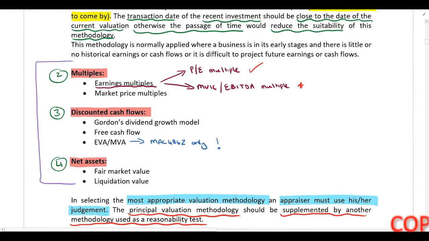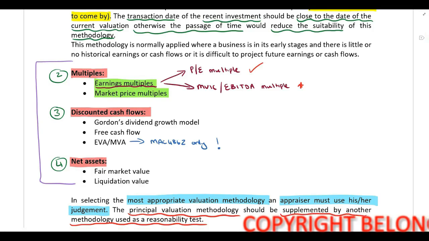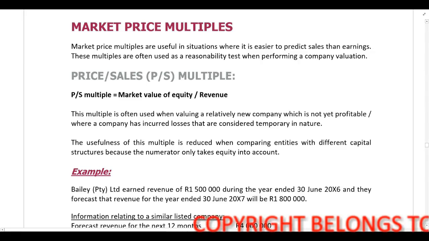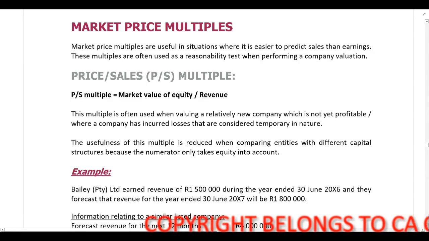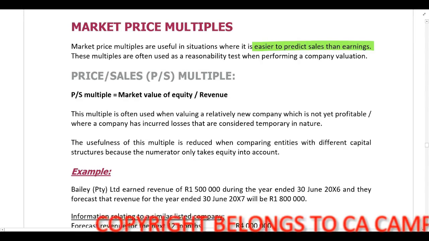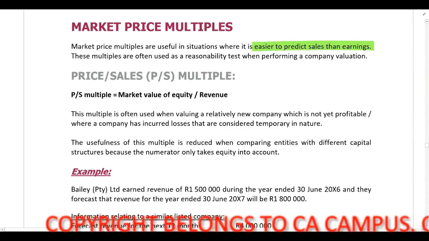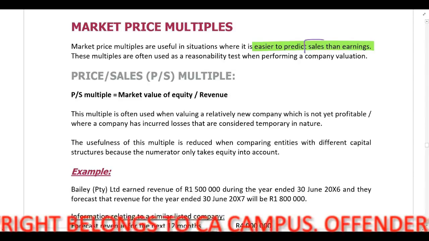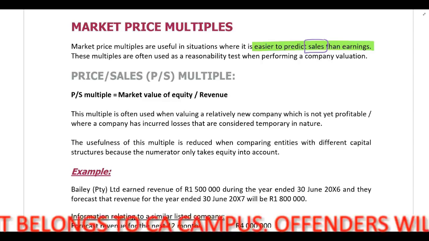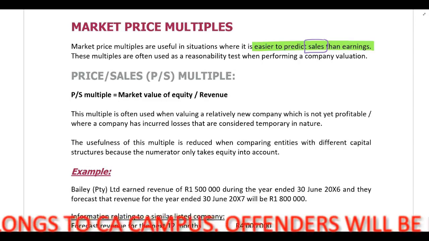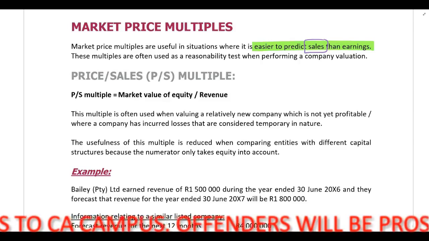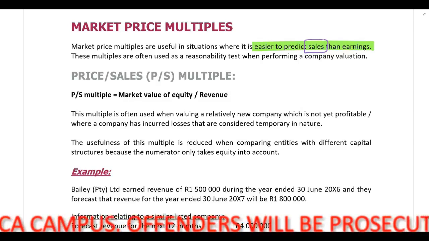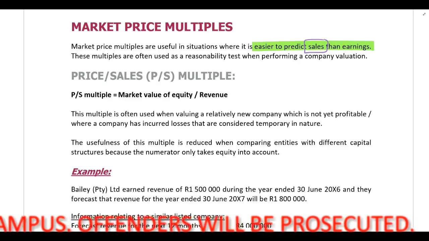So we have looked at performing valuations using earnings multiples, and we are now going to look at market price multiples. Now, market price multiples can be used if it's easier to predict sales instead of earnings. So you'll see in our calculations we are going to use sales instead of using earnings. So for example, if we have a relatively new company and they don't yet have an earnings history, then we can use sales information. Or they might be making losses that are considered to be temporary in nature.